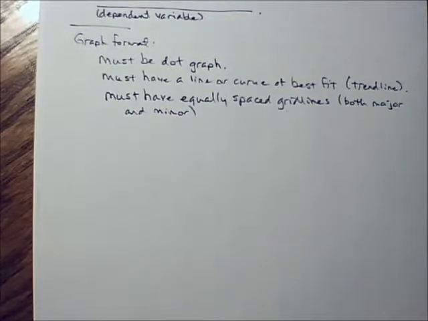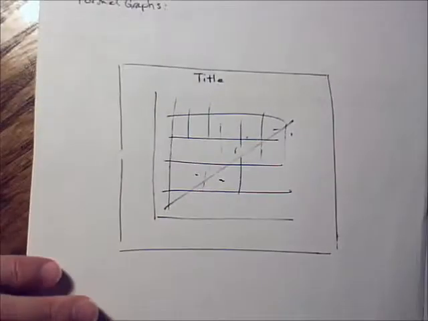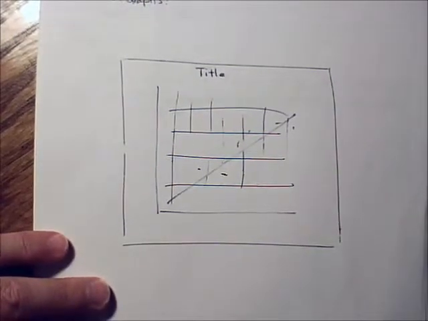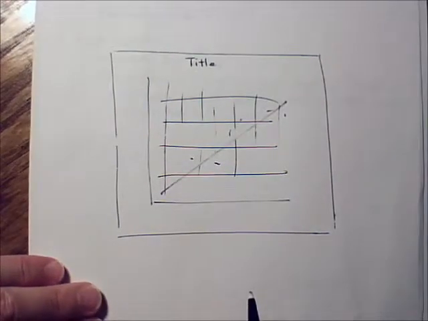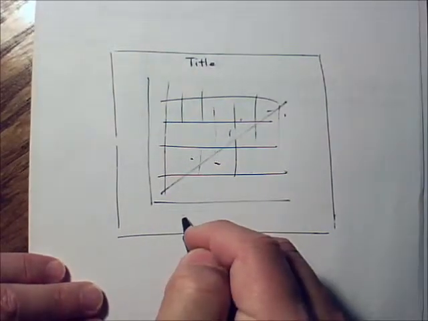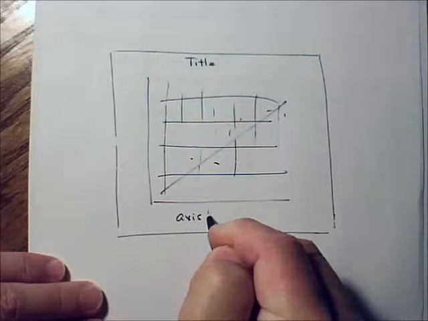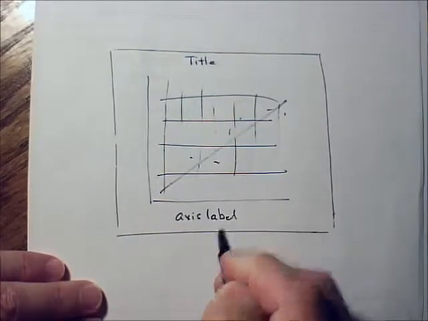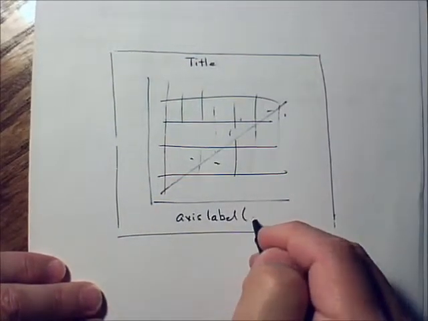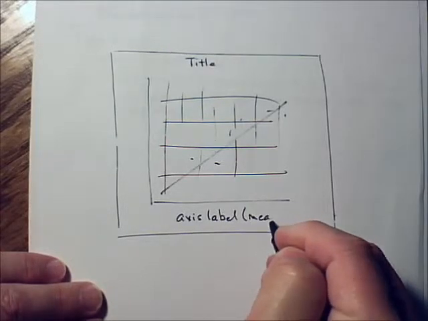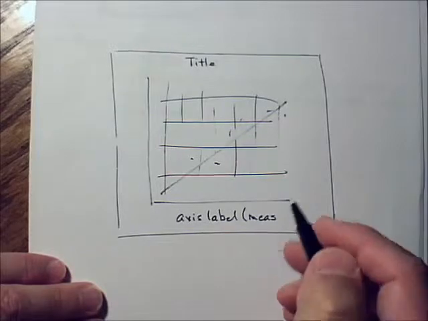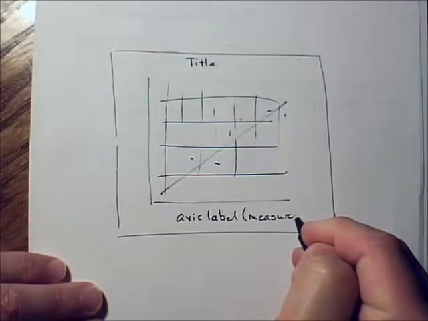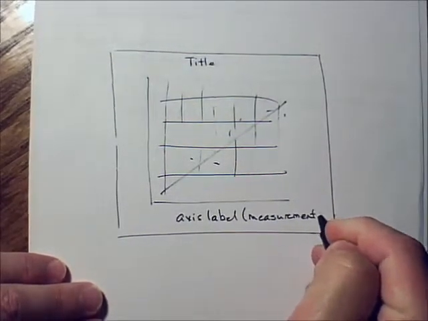Alright. Now then, you have to have axes labels. Okay? The axes have to tell me what's being plotted on that axis. And it must include measurement units. And those measurement units, just like on the tables, in the column labels must be in parentheses. Okay?